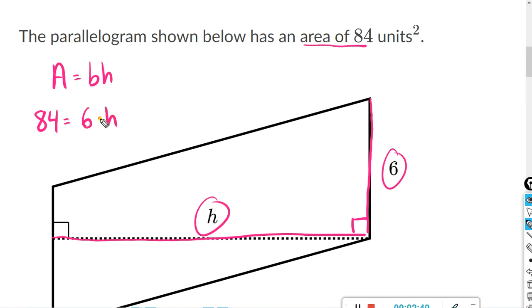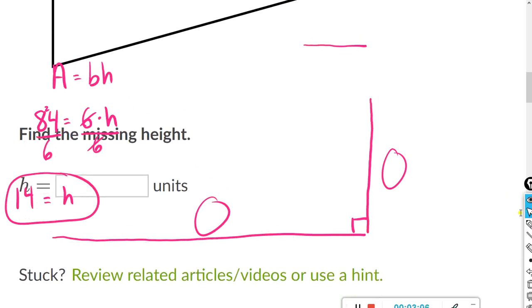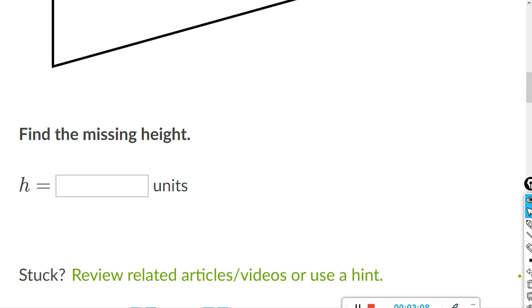All right, solving for H, the opposite of times 6 is just divided by 6. And the 6's cancel. 6 into 8 is 1. Carry the 2. 6 into 24 is 4. Okay, you can also just do it on the calculator, but that equals H. So you just enter that in the box. H equals 14.